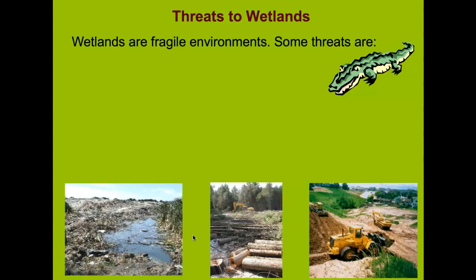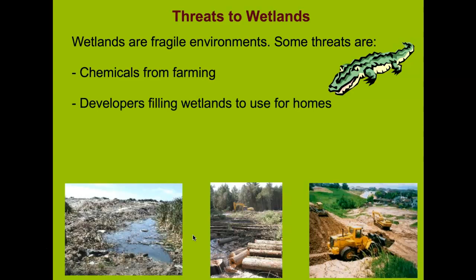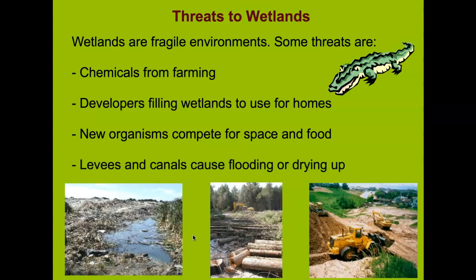Wetlands are fragile environments, so they can be affected by chemicals from farming or chemicals from other sources. Developers sometimes fill in wetlands to use for construction of homes and malls and things like that. And new organisms may compete for space and food. So if you're reducing their habitat, then there may be additional organisms that are trying to live in those places. And levees and canals may cause flooding or drying up.